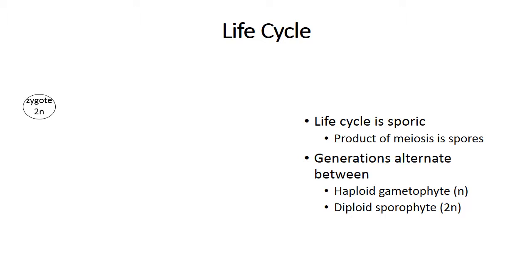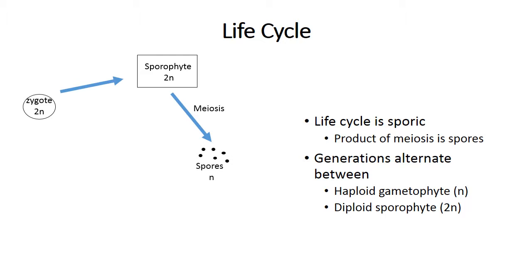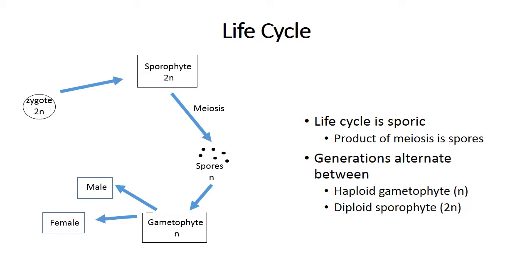So over here is a little diagram of the life cycle. We start with a zygote, which is diploid, forms the sporophyte, which is also diploid, and then we go through the process of meiosis, and we know that the life cycle is sporic, so the product has to be spores. And those are haploid. Now from the spores, we form the gametophyte. And the gametophyte is haploid. It has male or female gametophytes. Now when the male produces the sperm and the female produces the egg, they come together through fertilization, and a zygote is formed, and the cycle repeats.